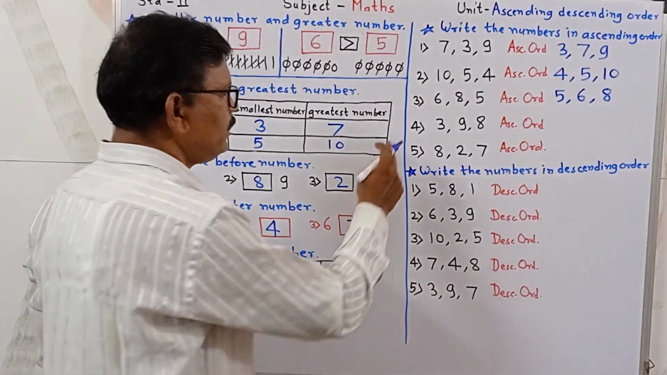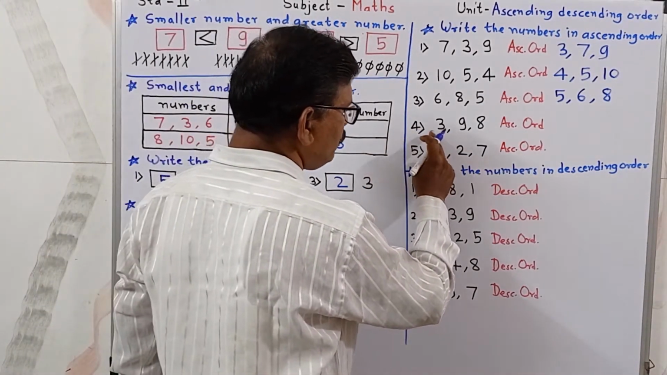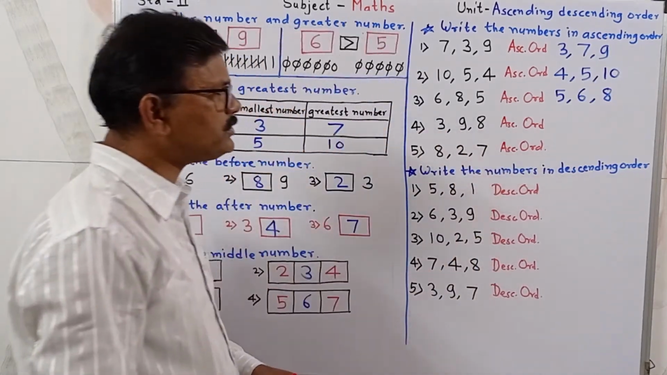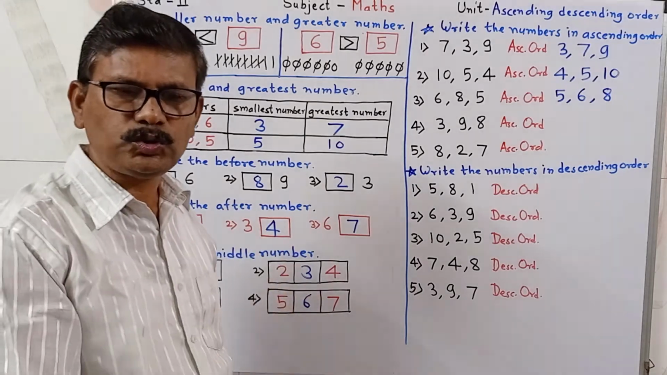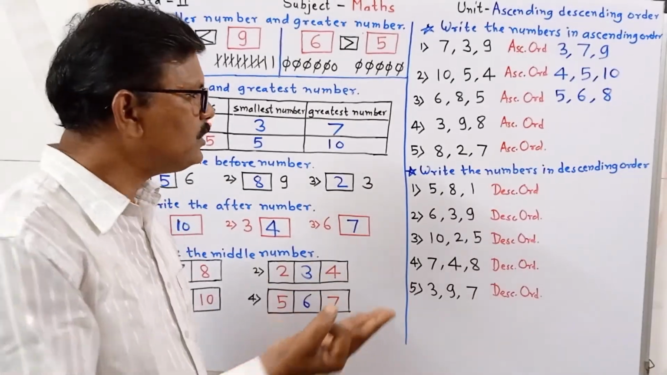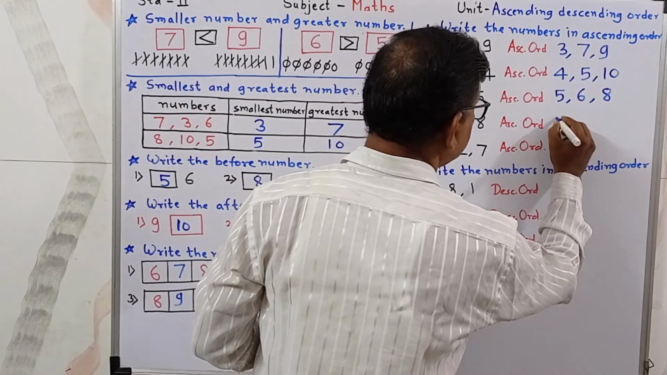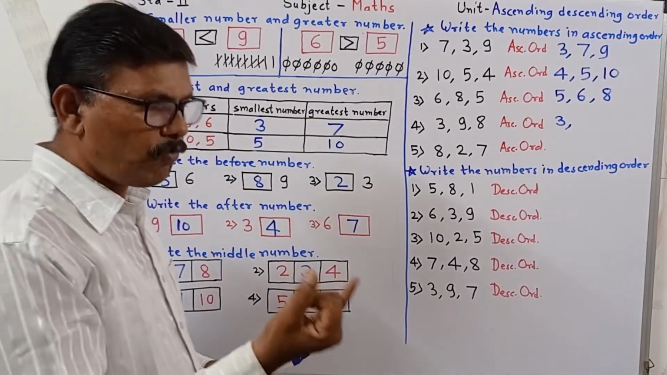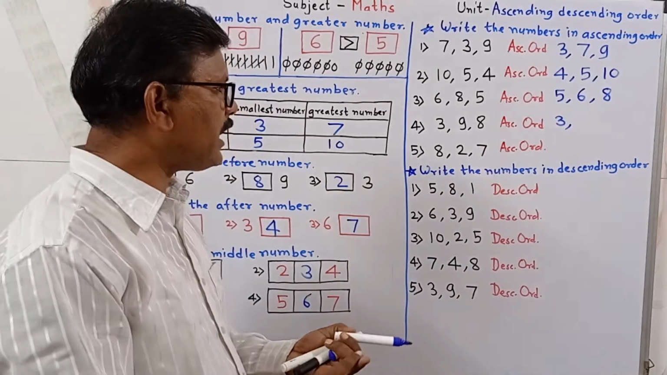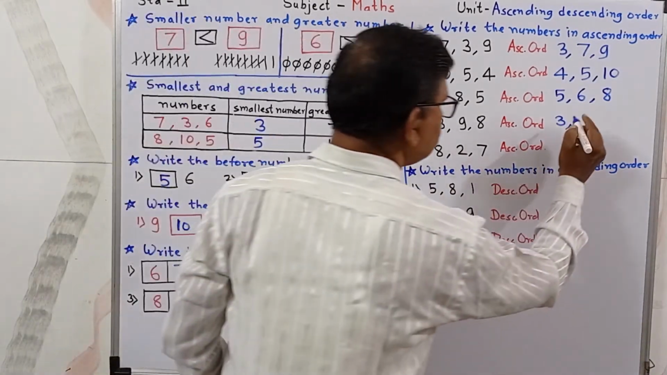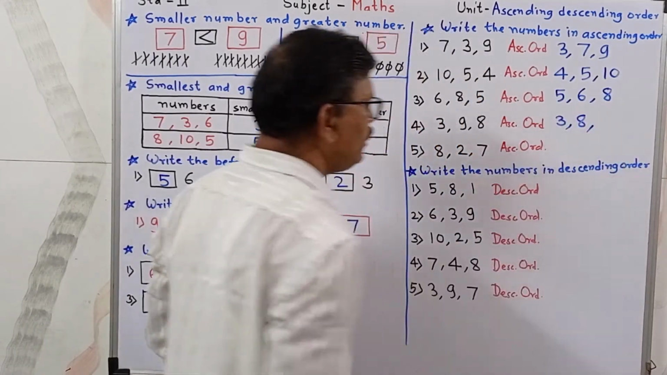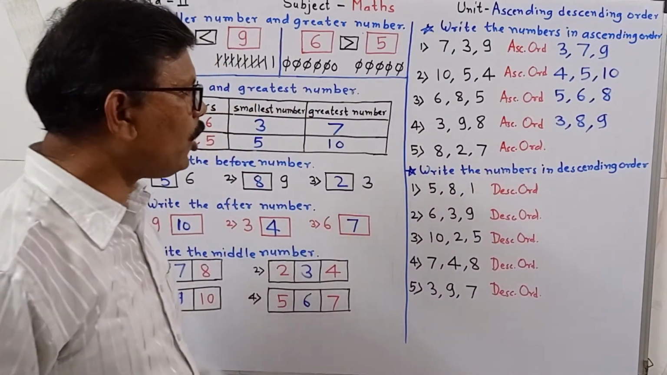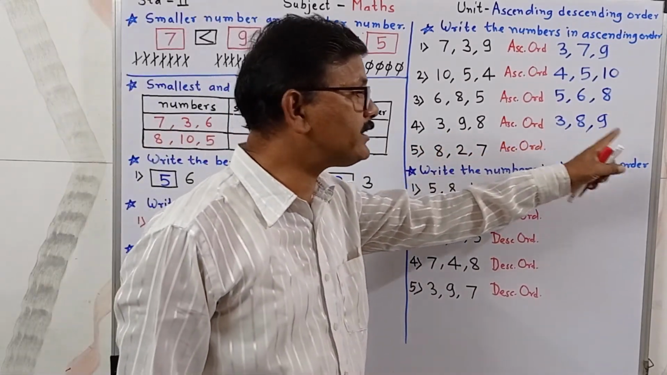Okay. Here, the fourth example: 3, 9, 8. Which is the smallest number? 1, 2, 3. 3 has come first. So we should write here 3 first. 3 is the smallest number. Then 4, 5, 6, 7, 8. 8. Then 9. So the ascending order of 3, 9, 8 is 3, 8, 9.